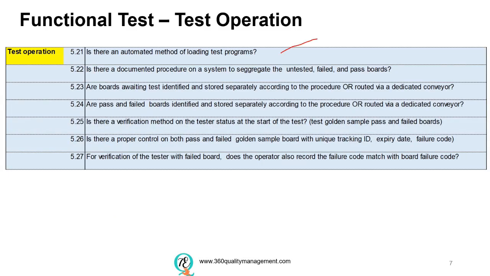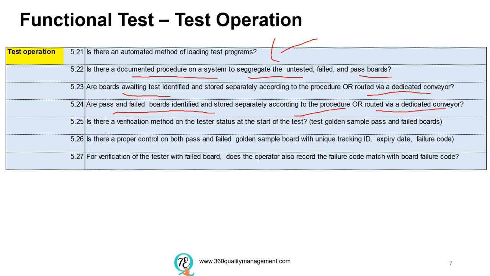There must be an automated method to load the test program to ensure that it is the correct test program for that particular part number. There must also be a documented procedure on the system to segregate those parts that are untested, fail, and pass boards. The boards that are awaiting test must be identified and stored separately according to the procedure or routed via a dedicated conveyor. And the pass and fail boards must be identified and stored separately according to the procedure or routed via a dedicated conveyor.